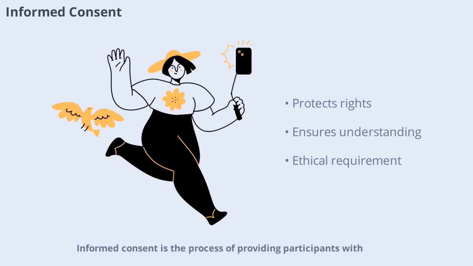Informed consent is the process of providing participants with information about the study and obtaining their agreement to participate. In educational psychology, informed consent ensures that participants understand the purpose, procedures, risks, and benefits of the research. It is a fundamental ethical requirement that protects participants' rights and autonomy.